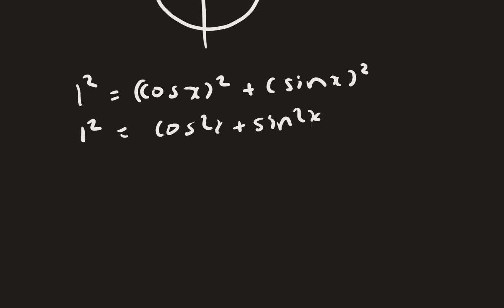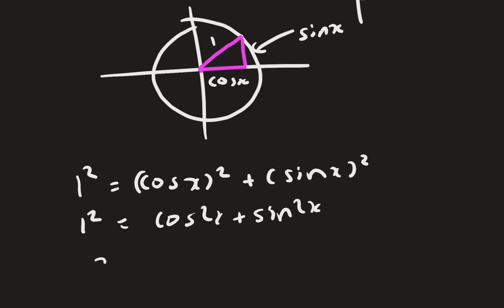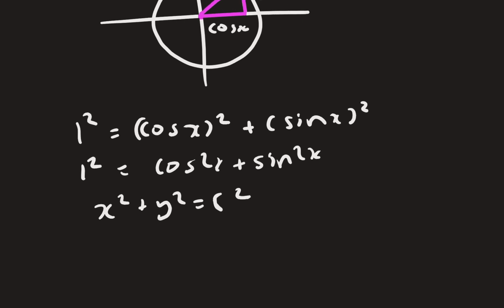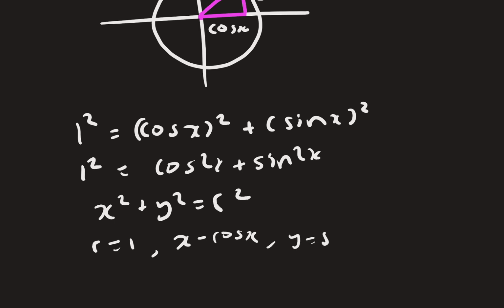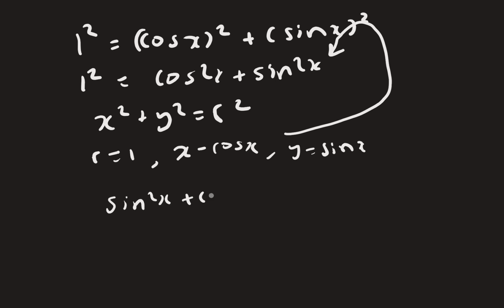But why is this true? Why does this happen on a unit circle, and why is it always 1? Well, what is the equation of a circle? The equation of a circle is x squared plus y squared equals r squared. Hence, we know that r equals 1, x equals cos x, y equals sin x. Then you put this back into my equation over here. Same thing, right? Sin squared x plus cos squared x is equal to 1. Sorry, not over here. Didn't mean that. Over here.